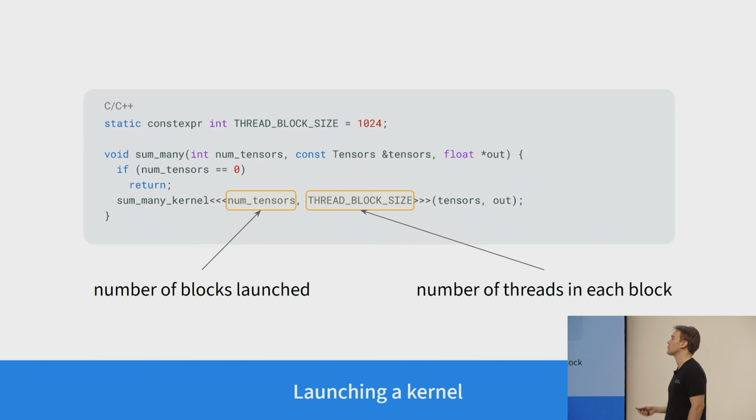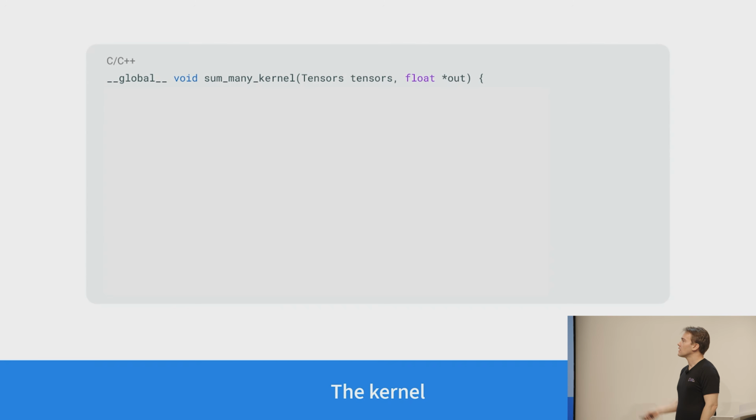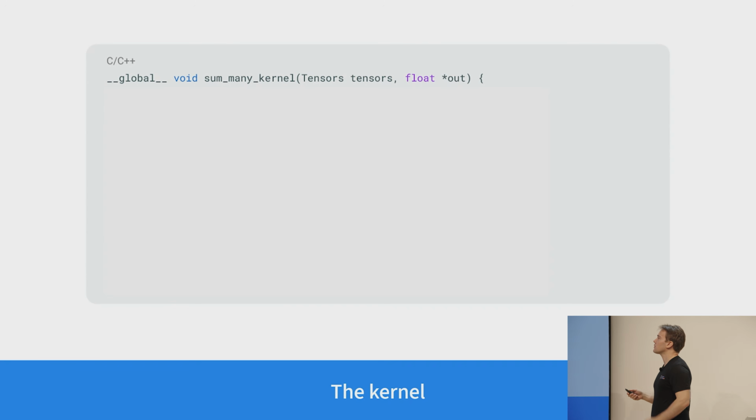Here it's called some mini kernel. And when you launch it, you say how many blocks you want. That's going to be how many SMs. And then in each block, how many threads you want. So here, we request 1024 threads in each block, and we launch 1 block per tensor because we said we would split the work, giving 1 tensor to 1 SM. Then the sum mini kernel is going to look like this, roughly.